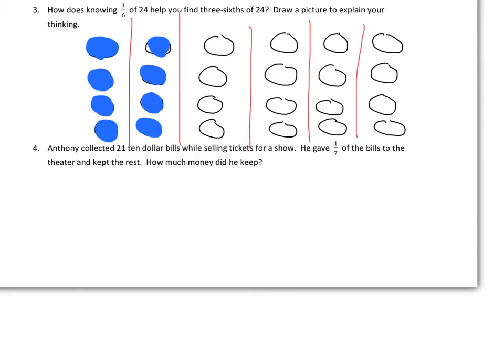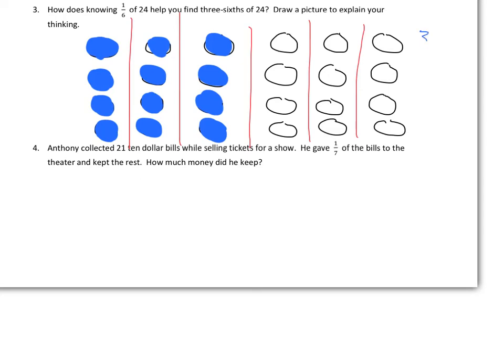I just shaded another group of 6. Now I know that 2/6 is equal to 8. So 1/6 is equal to 4, 2/6 is equal to 8. Now I can find out how many 3/6 would be. I shaded another group of 6, now a total of 3/6, and I see that there are 12 circles shaded. So, I know that 3/6 of 24 is 12.